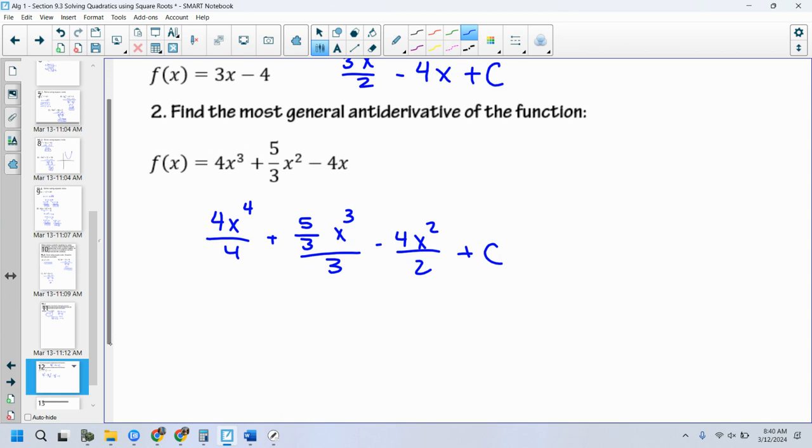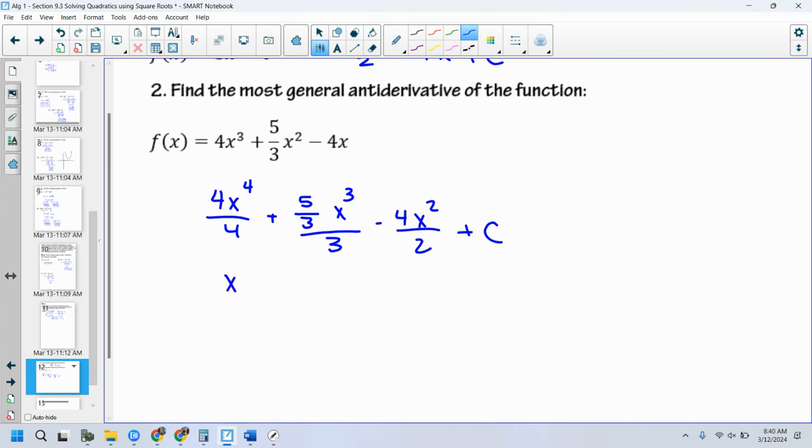Okay, so this is going to give me an x to the fourth plus, okay, we got to do a little work here. 5/3, if I want to divide by 3, isn't that multiplied by 1/3? So really, that's 5/9. 5/9 x to the third. You want to put it as decimal, 0.5 repeating? Sure. Minus 2x squared plus C.